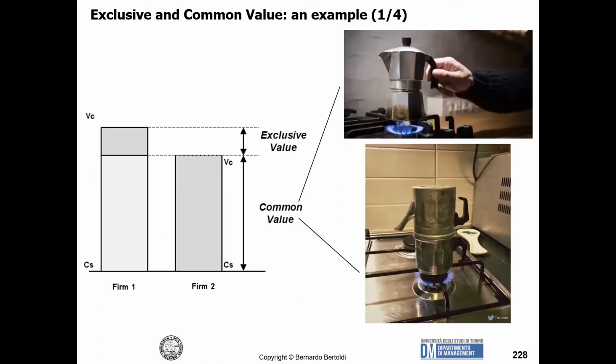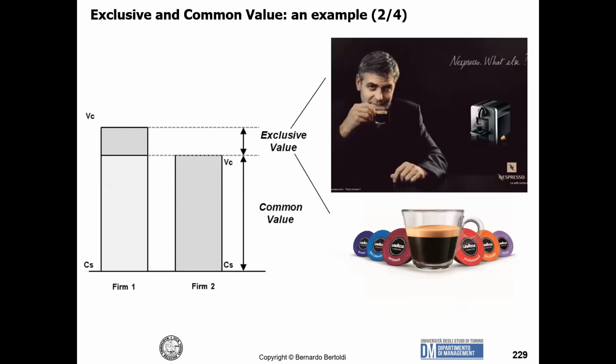Let's look at an example. Here is how we made coffee since, let's say, the beginning of the 19th century. The idea was you boiled water, you put some coffee powder, and through the boiling, you get the coffee ready. Then Nespresso, through a specific machine, a specific system, and then Lavazza did the same, came up with solutions that were different, and basically gave an exclusive value to the customer. You can have an espresso, a real espresso, in your home using this new technology of producing the coffee.